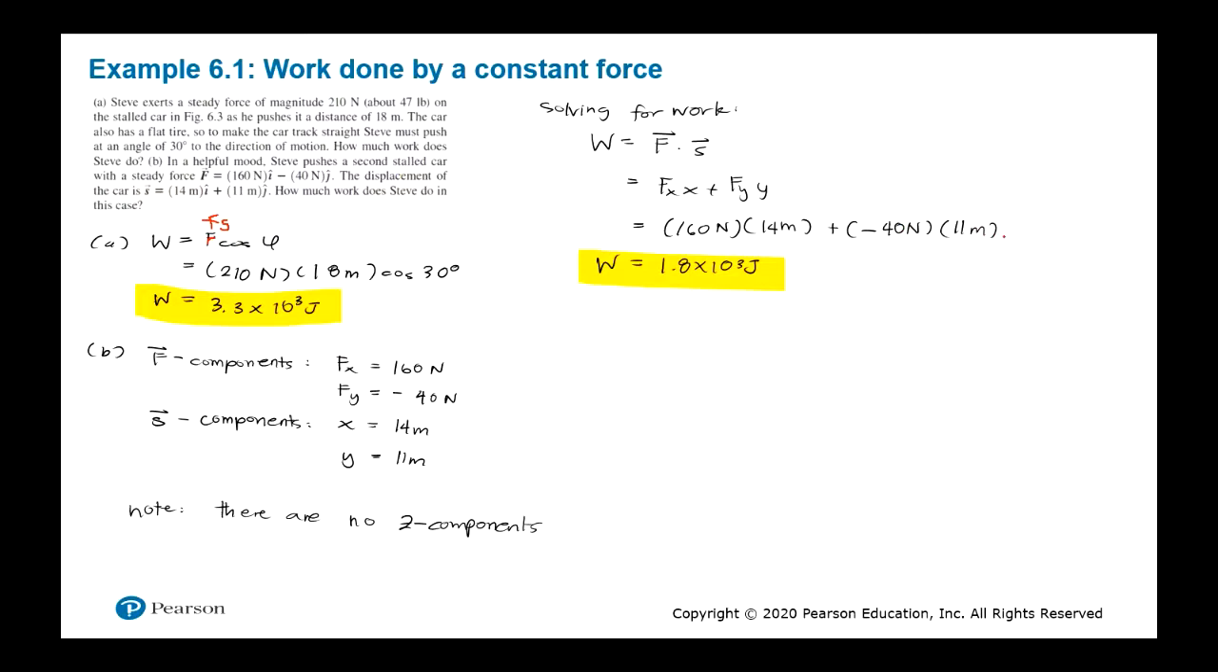So remember, this is a scalar product, and that is why our unit vectors became equal to 1. So the work that we got for B is 1.8 times 10 to the third power joules.